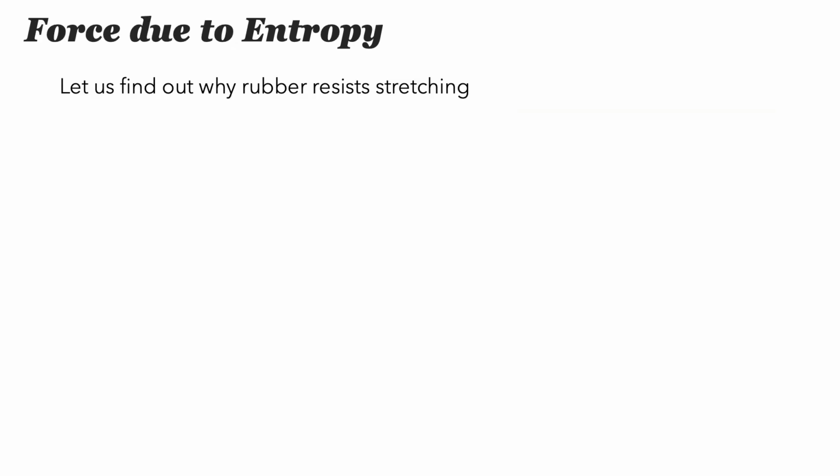Now, the force due to entropy. Let us try to understand with the help of an example. We find out why a rubber band resists stretching. It also involves entropy. You know, when you try to stretch a rubber band, it resists, right? You have to apply force to stretch it.